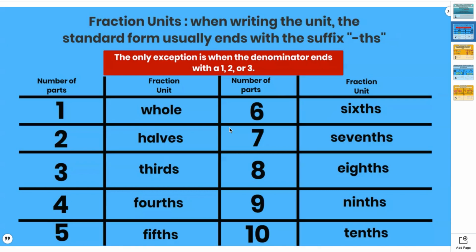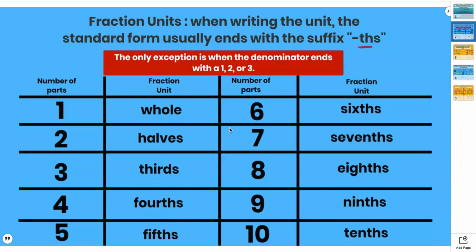All right, Jaguars, we're going to be starting to look at our fraction units. And when we look at the units, we are usually writing the number of each unit in standard form. And when we think about it in standard form, the suffix will normally end with a th or a ths, depending on if there's multiple parts of each fraction. The only exception of the ending with ths is when the number in the denominator ends with a 1, 2, or a 3.